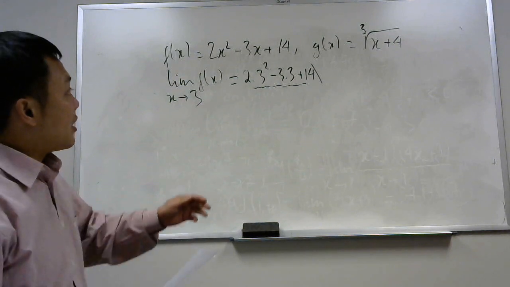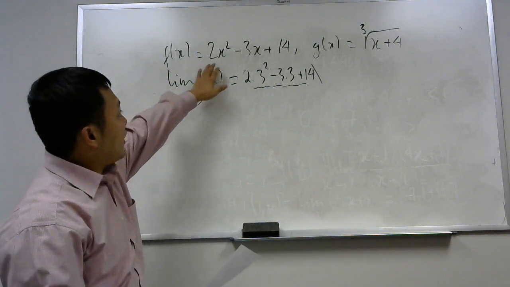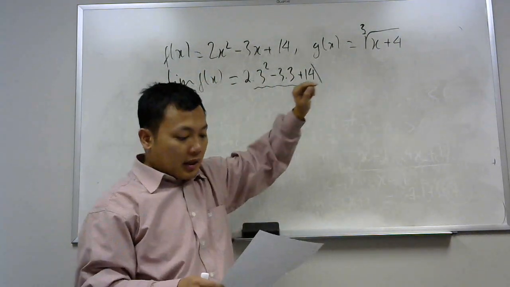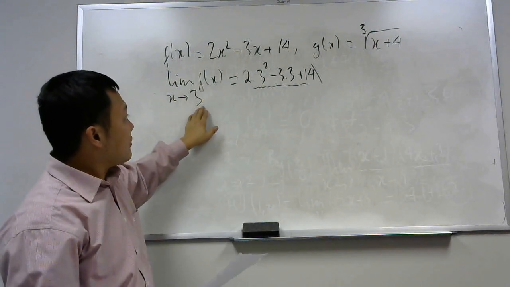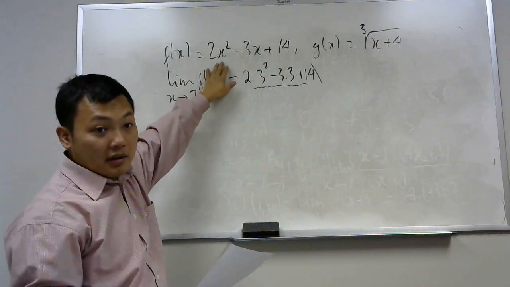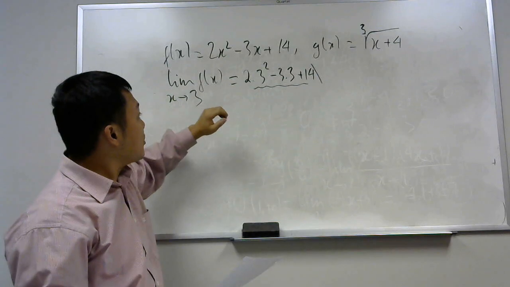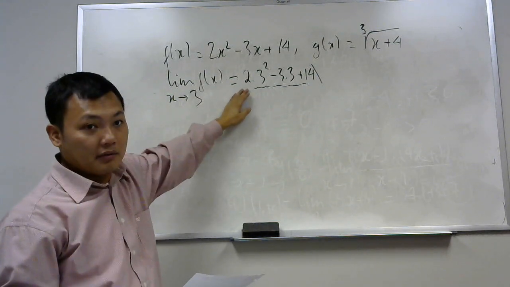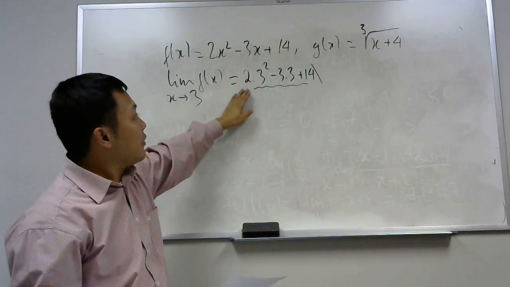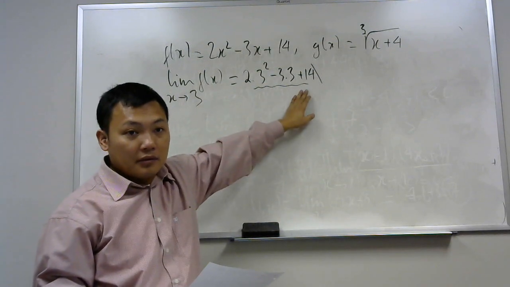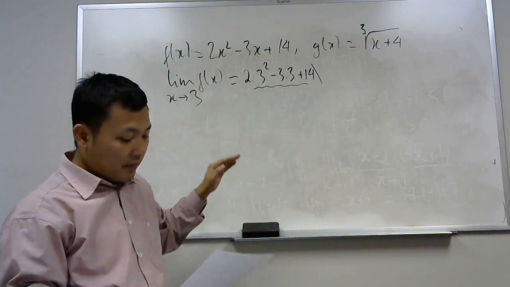Okay, so the first problem says you have two functions f and g. They ask you to find the limit of f at 3. Since f is continuous, because it is a polynomial, you just need to plug 3 into the function and carefully calculate this value, because that gives you the limit of f at 3.